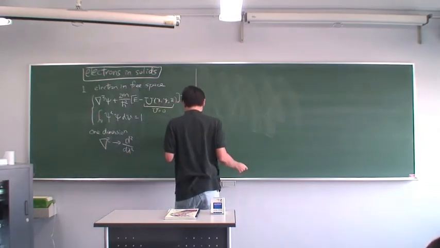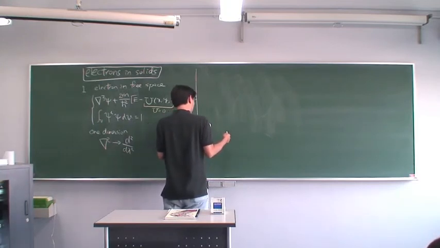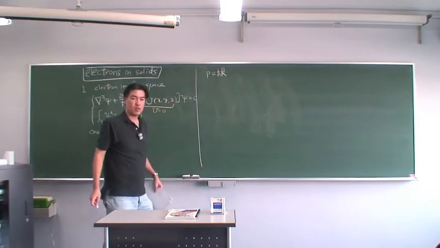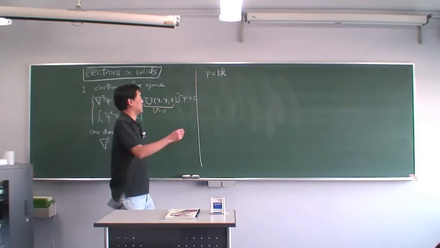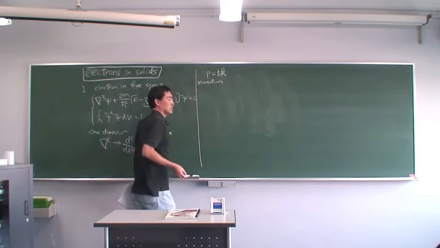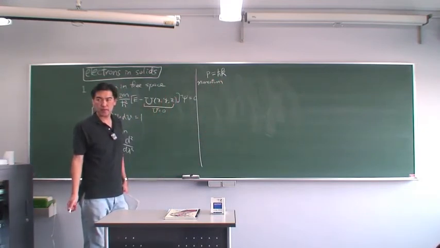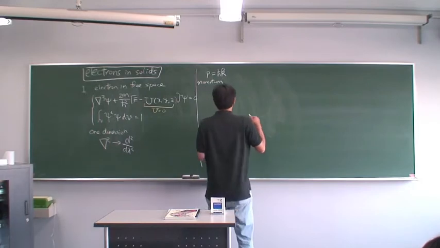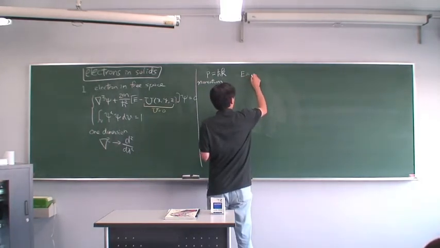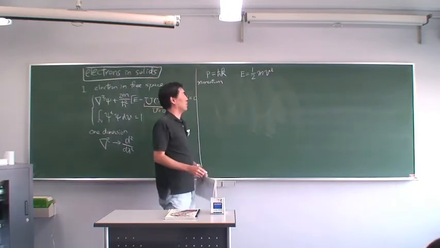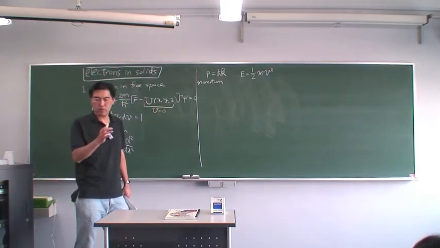And moreover, we use a simple assumption that momentum is given by h bar k. H bar is the Planck constant. Okay, momentum is given by h bar k. And also you know that the kinetic energy of the particle is one half m v squared, for a particle with mass m.